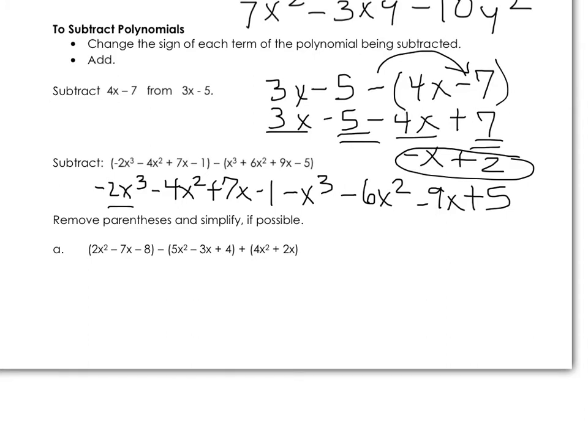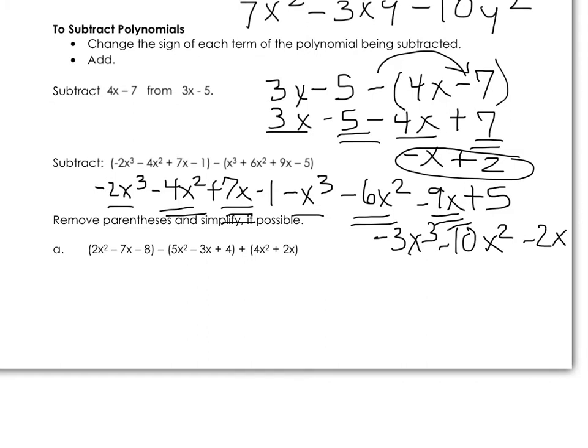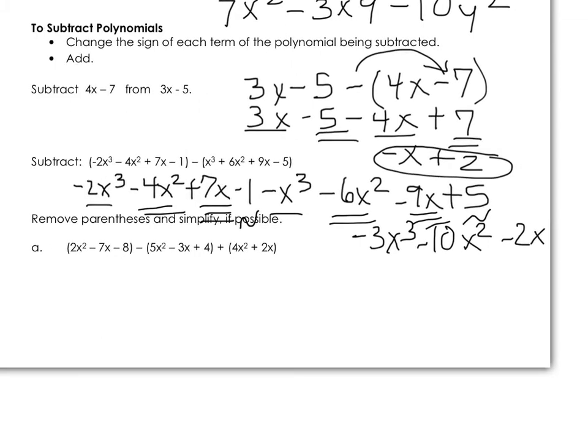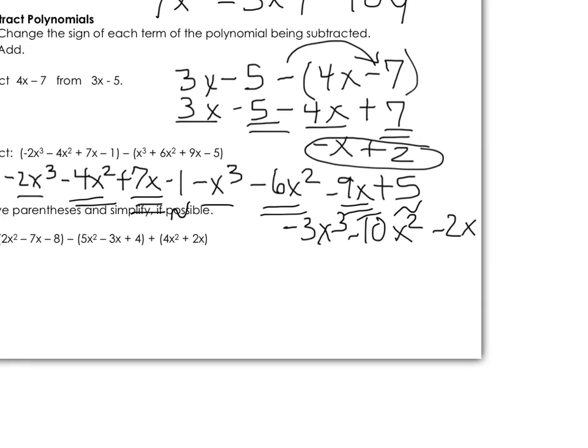We're looking for like terms. We have minus 2x^3 minus x^3, that's minus 3x^3. We have minus 4x^2 minus 6x^2, that's minus 10x^2. We have plus 7x minus 9x, that's minus 2x. And we have minus 1 plus 5. That's going to give us plus 4. And that's our answer.